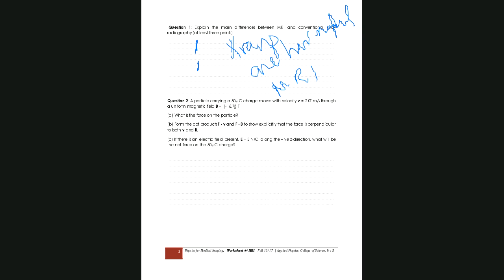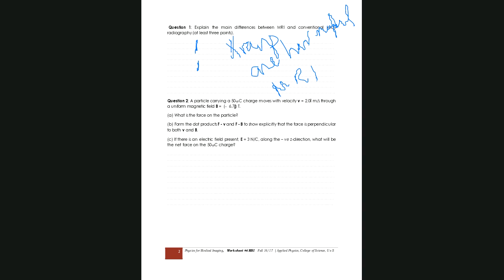Okay, let's go to question 2. Question 2 says that a particle is moving. The particle is carrying 50 microcoulomb, so the charge Q is equal to 50 microcoulomb, and it's moving with a velocity V equal to 2 along the I hat direction, in a uniform field B equal to minus 6.7 in the J hat direction. First of all, what is the force on the particle? And then he's asking you another question.